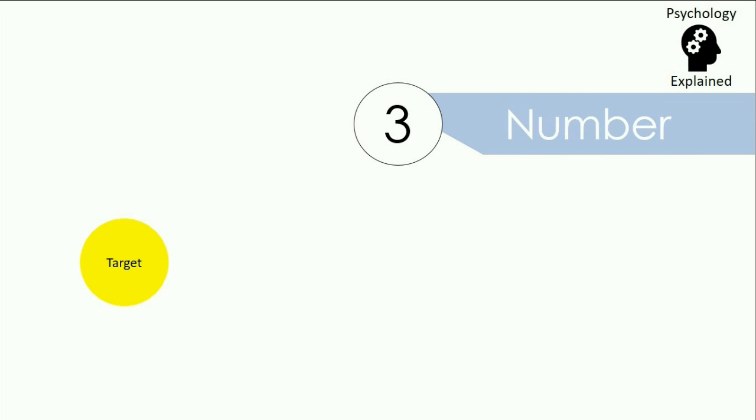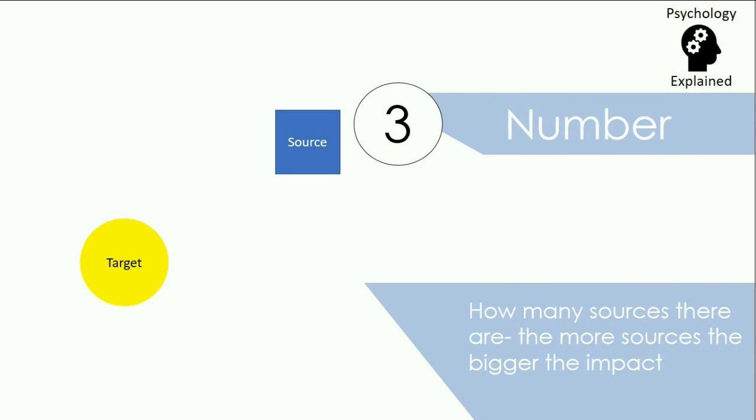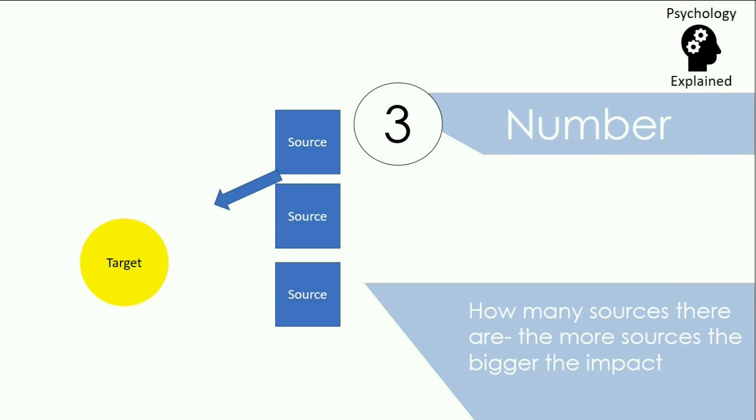Number is the last social factor. This is how many sources there are. The more sources, the bigger the impact. One source has some impact, two sources have more of an impact, and three sources have even more of an impact. However, it isn't that simple because of what we call the psychosocial law.